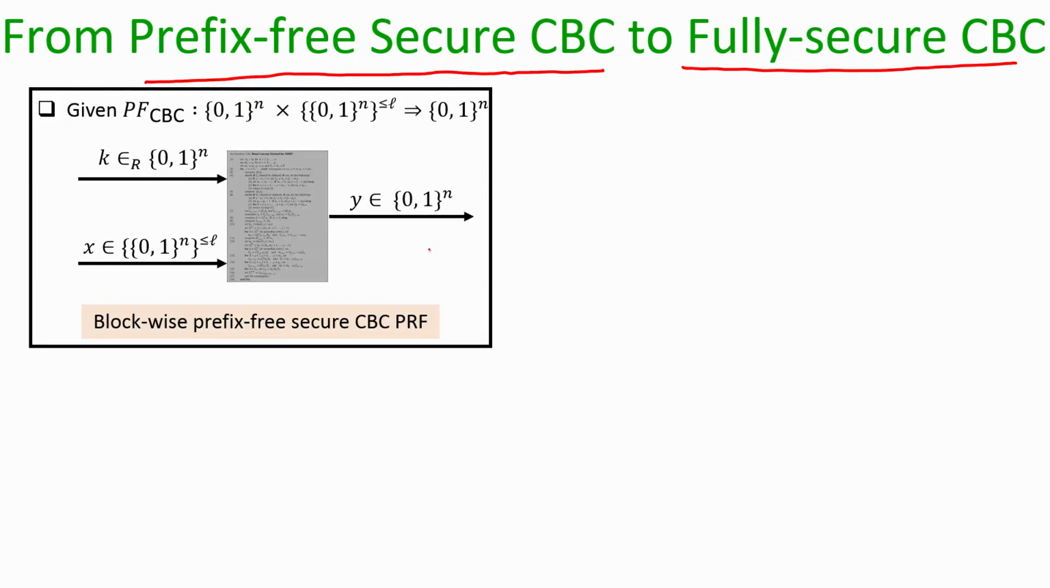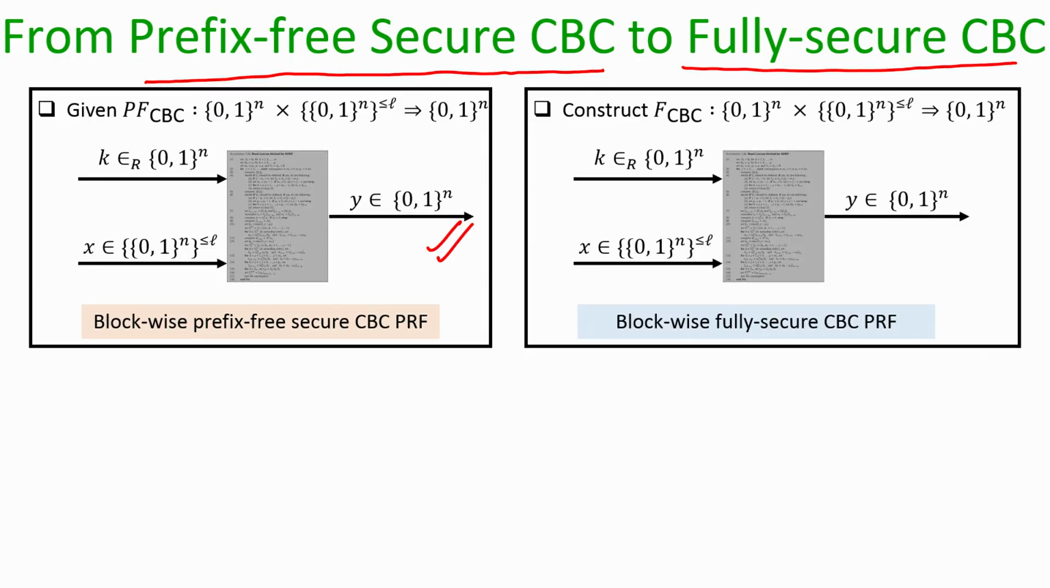So, now we have a candidate block-wise prefix-free secure PRF, and now we will go to stage 2, where we will convert this block-wise prefix-free secure PRF into a fully secure PRF, where there is no restriction whatsoever on the queries which the distinguisher can make in the PRF indistinguishability game. We have already seen a candidate for this, namely the block-wise CBC PRF, and our goal is to construct a fully secure block-wise PRF which can take a sequence of blocks as input, say up to little l blocks, where each block is of fixed size, say little n bits, and the output is a fixed size output of little n bits.